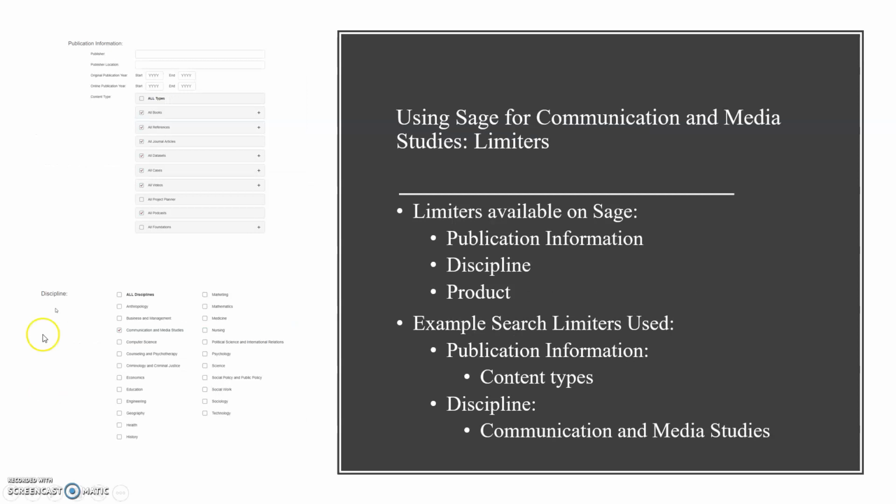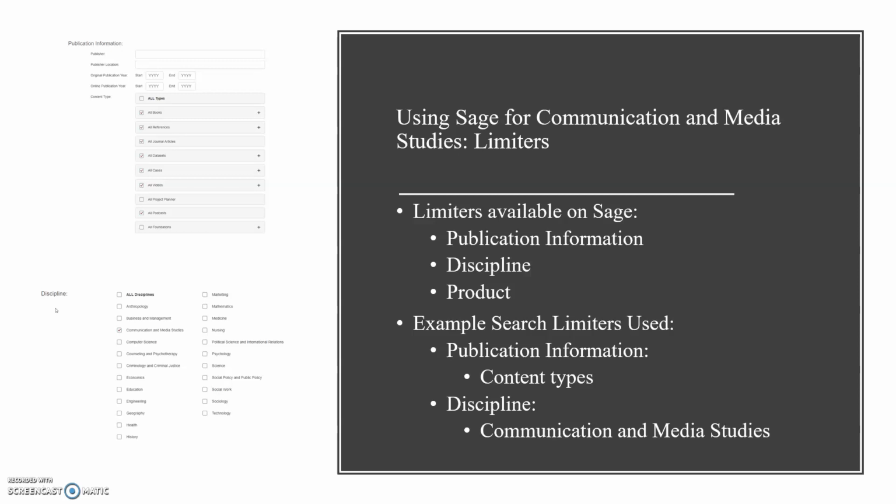And below the fields and the Boolean operators, there's the limiters. And there's actually three general ways that you can use limiters on Sage. So there's the publication information, the discipline, and also product.